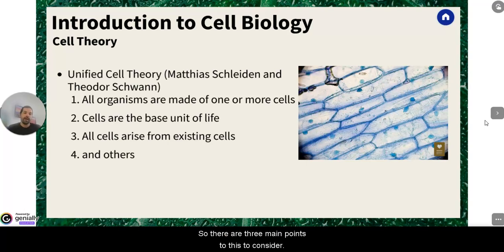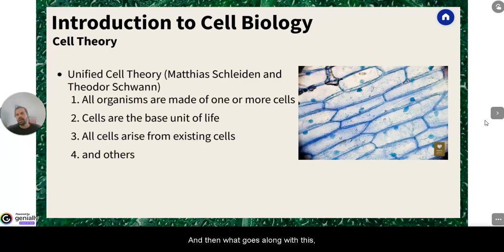There are three main points to consider. First is that all organisms are made of one or more cells. That is what defines an organism, that they're made up of a cell or cells, unicellular or multicellular organisms. And that is what makes cells the base unit of life. Anything smaller than a cell is not life, and anything that is life has to be made up of cells, going back to the first point.